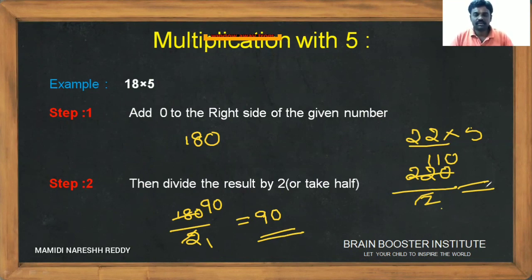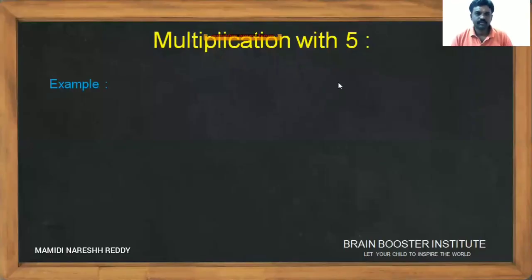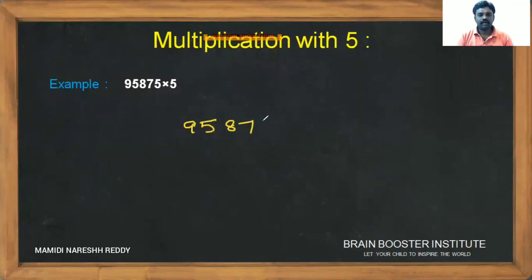Now let's go with the same multiplication trick with larger numbers. Okay. Say the next example, 95,875. In a simple way, you can do this. Say, my dear students. Now, as the first step, I am putting a 0 on the right side of the number.